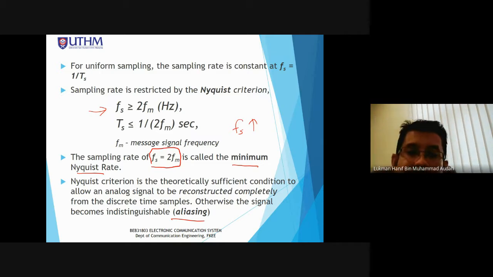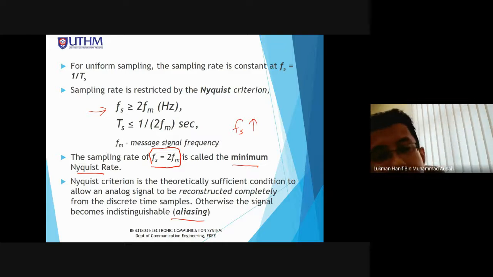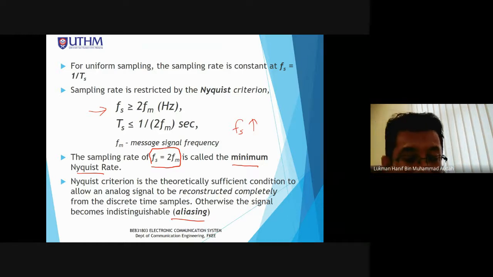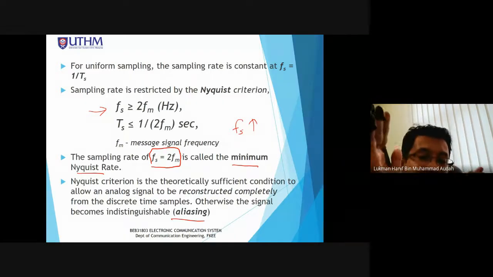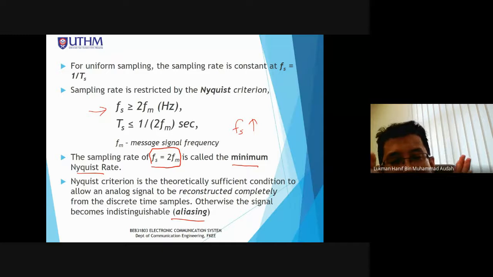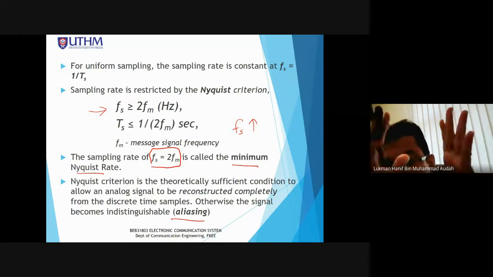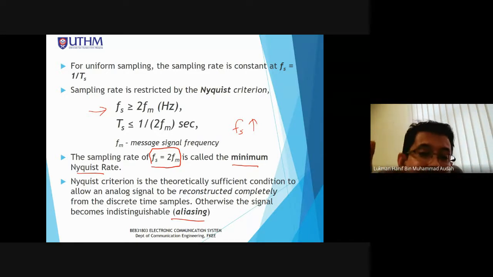Okay, tetapi kita tak boleh pergi terlalu besar. Fs tidak boleh terlalu besar. Dia ada drawback dia. Kalau Fs lebih besar, bermakna kita akan hasilkan kualiti yang lebih baik pada output, kerana kita ada banyak sampel. Okay, tetapi kalau kita ambil sampel yang banyak, akibat dia bandwidth akan semakin besar. So dia ada pro and cons. So we need to balance. Fs tidak boleh terlalu besar, otherwise dia akan makan bandwidth yang besar.